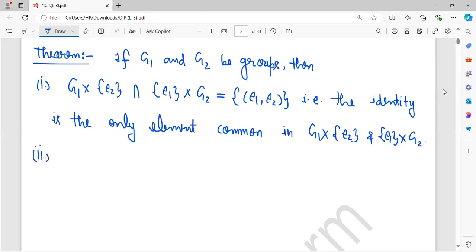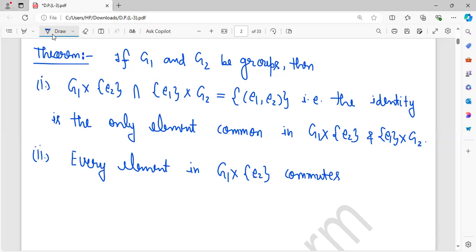Second, every element in G1 × {e2} commutes with every element in {e1} × G2. Okay.